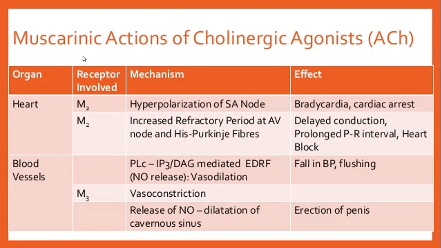M1 and M3 have the same mechanism. M2 has another mechanism. M2 receptors inhibit one enzyme, so they show inhibitory-like effects. Why? Because after acetylcholine binds with M2 receptors, there is an inhibition of one enzyme. After inhibition of that enzyme, the effects produced are bradycardia and cardiac arrest.